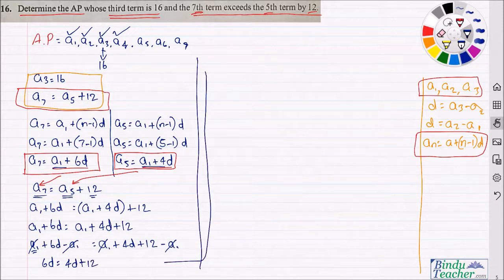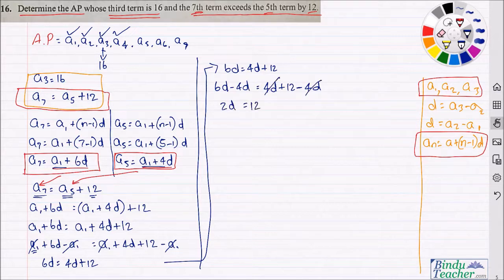Now let's continue writing in the next column. 6D equal to 4D plus 12. Now here I'll write 6D and 4D plus 12. I want to remove the 4D, so I'll add a minus 4D. I'll repeat the same on the left hand side of the equation. We get 2D equals, 4D and 4D cancel out each other, 12.